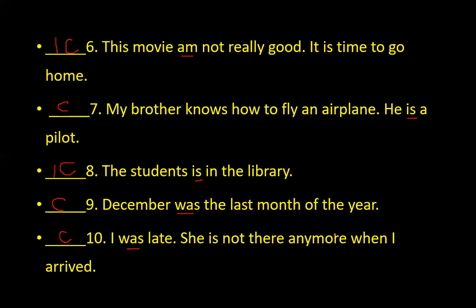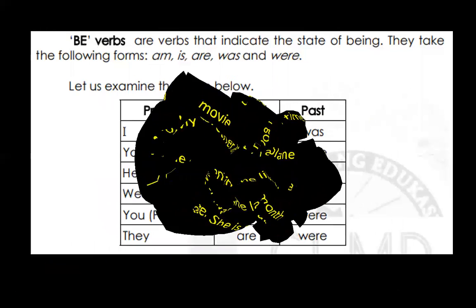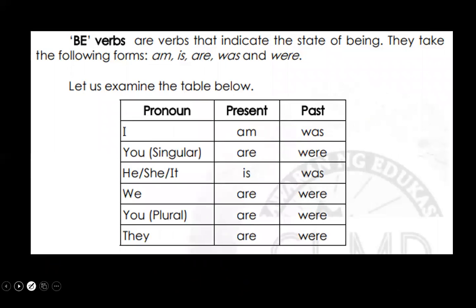As I was saying earlier, how do we tell or how can we say that we are using the be verb correctly? Or how can we detect if we are not using the be verb correctly? Now, here is the explanation. Be verbs are verbs that indicate the state of being. They take the following forms: am, is, are, was, and were. Now let us examine the table below.